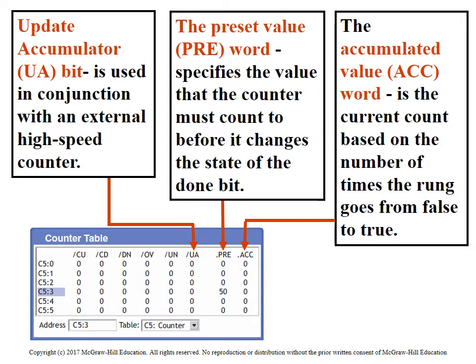So then here's the accumulator bit. The UA bit, updated accumulator, is used in conjunction with an external high-speed counter. So when we have a high-speed counter card or something of that nature, we're using that.